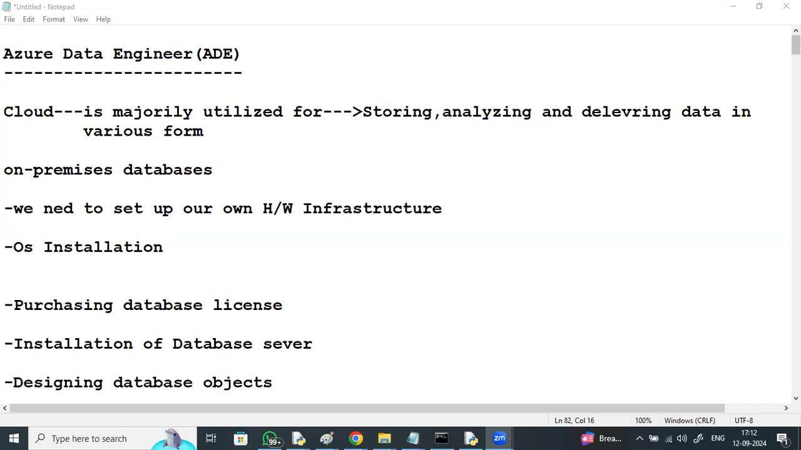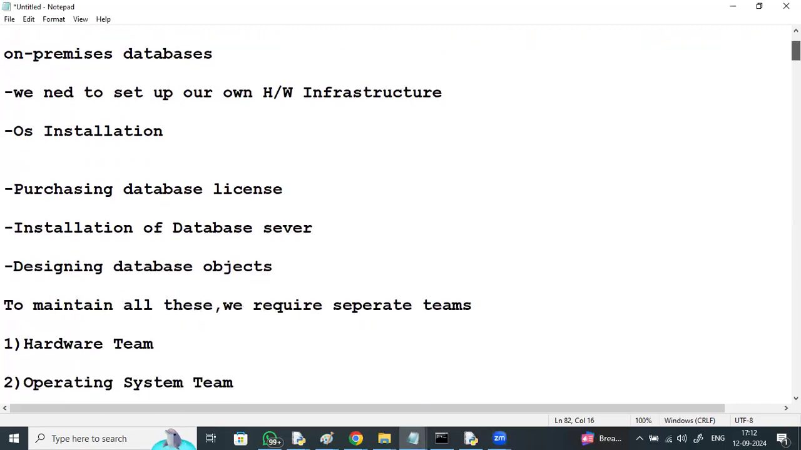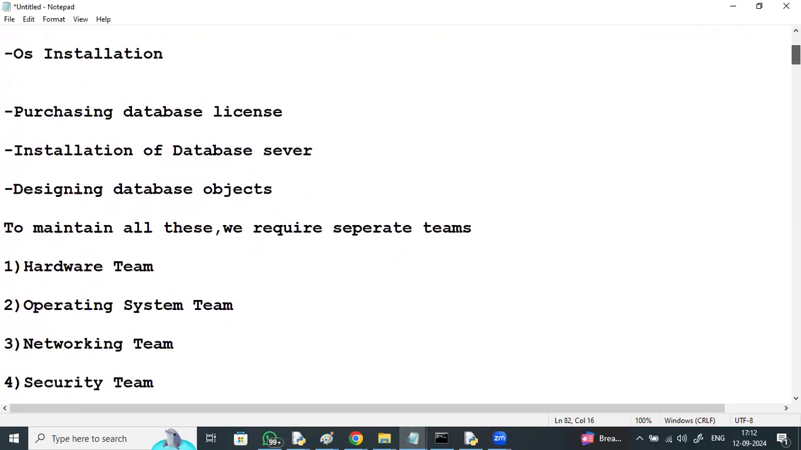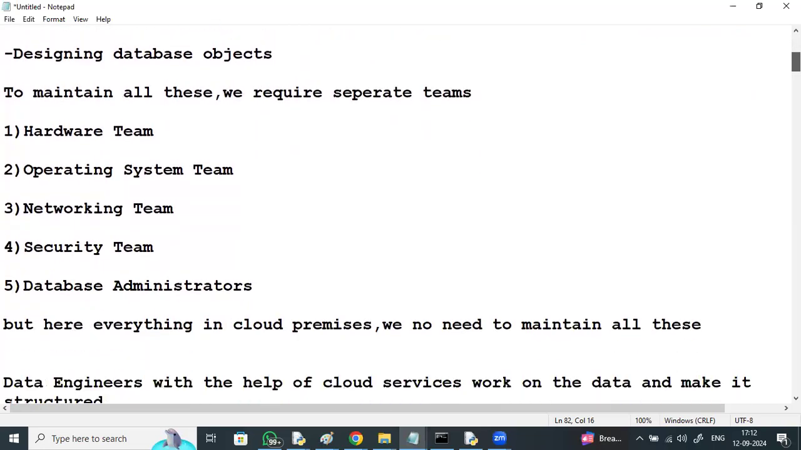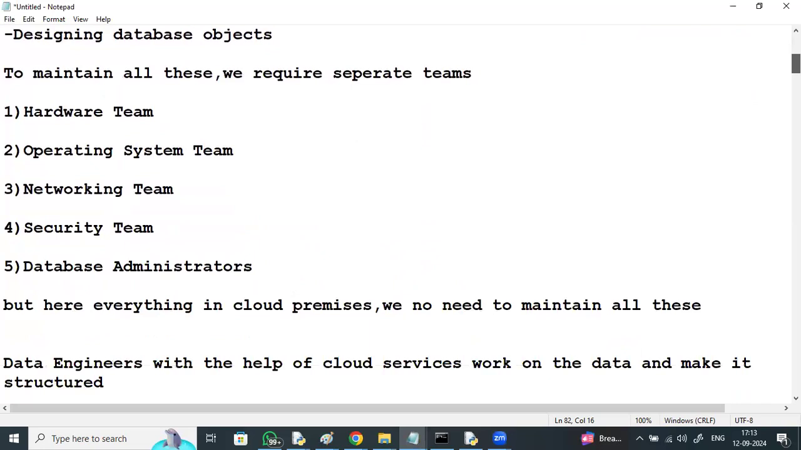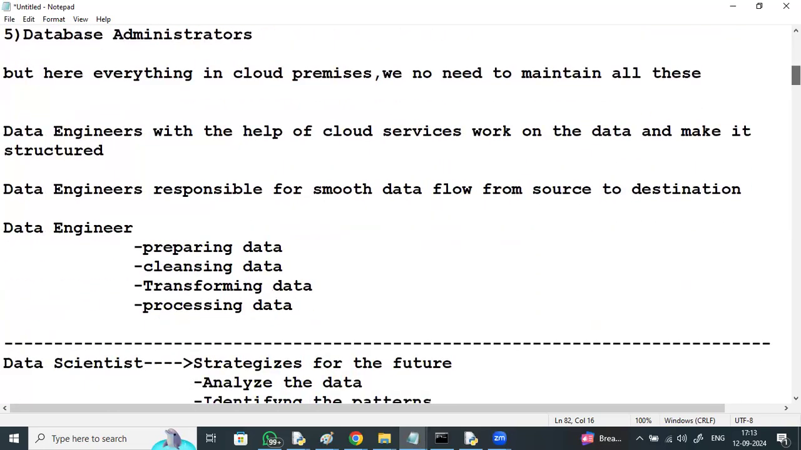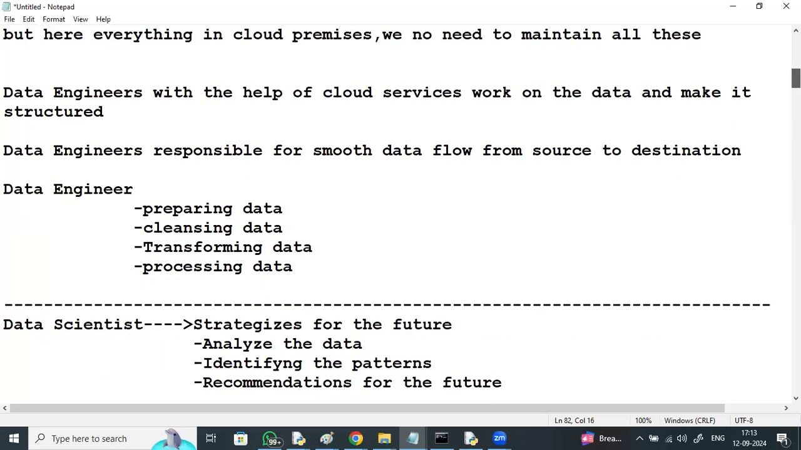So we were discussing Azure Data Engineer, right? The differences between this and on-premises. On-premises, we need to maintain all the infrastructure, the database, purchasing the license, and installation of the database server. We need to maintain separate hardware, operating system, networking, security teams, and database administrators. But in the cloud, everything is on cloud premises, so we don't need to maintain all this. Data engineers, with the help of all this, work on data and make it structured.